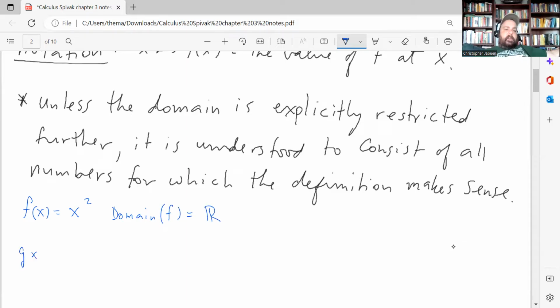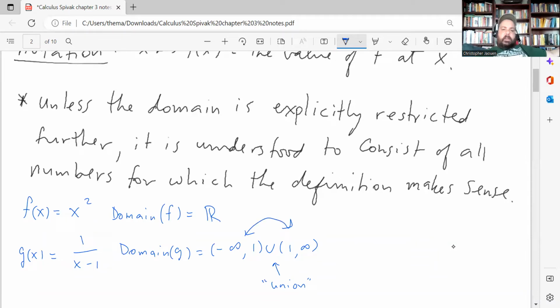And similarly, if we look at another function, let's say g of x equals 1 over x minus 1, the domain of this function is understood to be all real numbers that make sense as inputs in this function. So the domain of g will be all real numbers with the exception of 1. 1 is not allowed to be taken as an input because you get division by 0 if you plug 1 in for x. So the domain here is all real numbers except for 1. This is the union symbol, by the way, which means that you're just stitching these two intervals together. Okay.